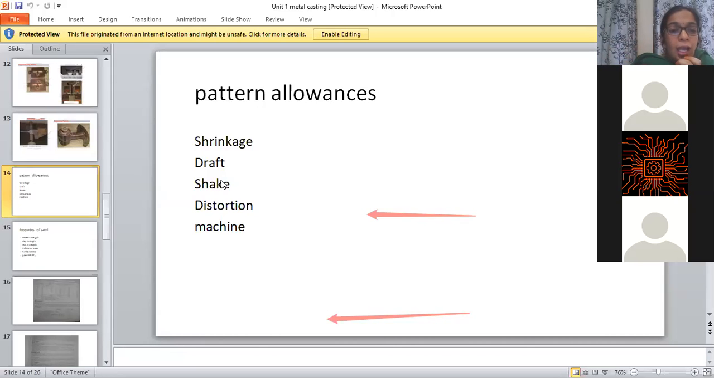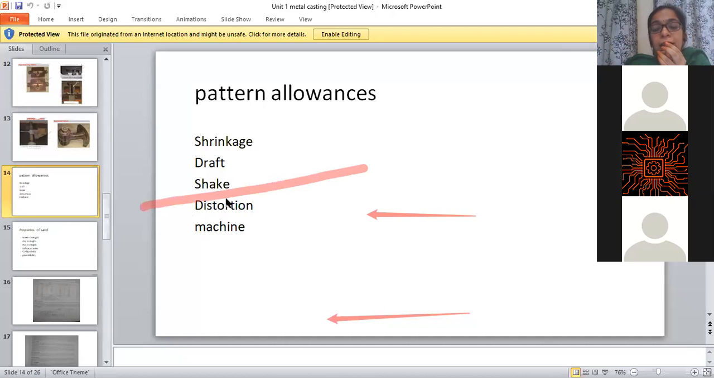Shake allowance is the one when you shake or ram it, right? When you ram the sand, because of the jerk, you will get an extra space. So in order to incorporate it, you will give a shake allowance, right? Likewise, there is an allowance called machine allowance. For machining purposes, you will give an extra 2 mm, right?